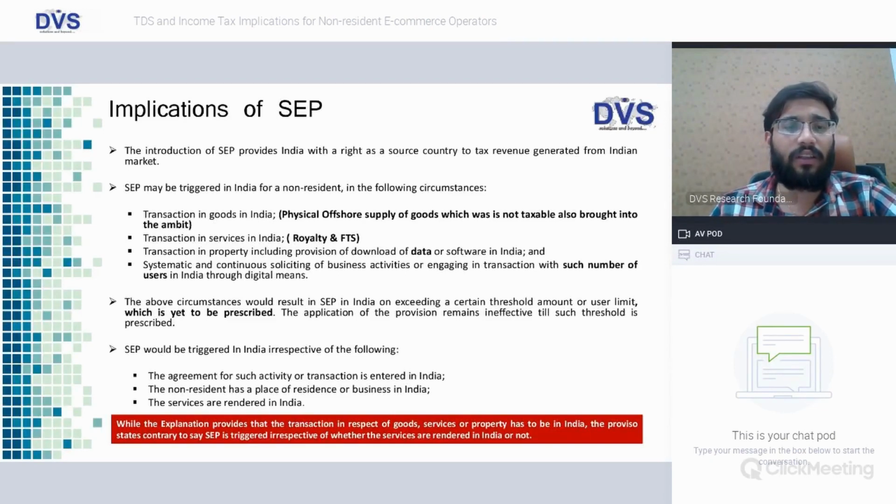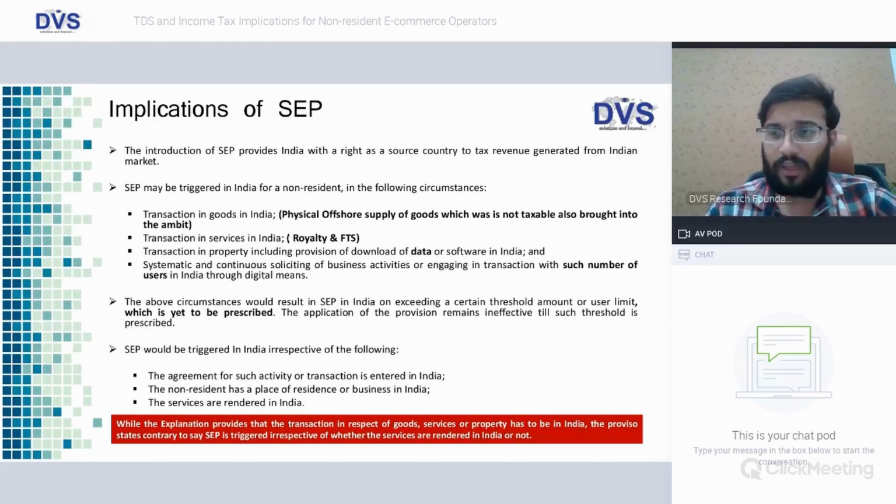SEP may be triggered in India in the following circumstances: transactions in goods, transaction of goods in India, transaction in services in India, that is again royalty and FTS. Again, there's an issue or ambiguity here. Transaction in property, including provision of download of data or software, and systematic and continuous soliciting of business activities or engaging in transaction with such number of users in India through digital means. Again, the prescribed transaction and the prescribed number of users or data has not been available as of now.